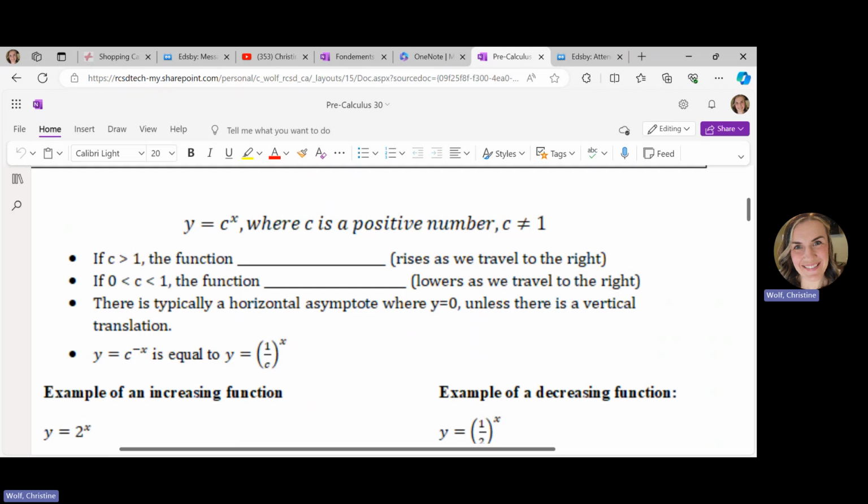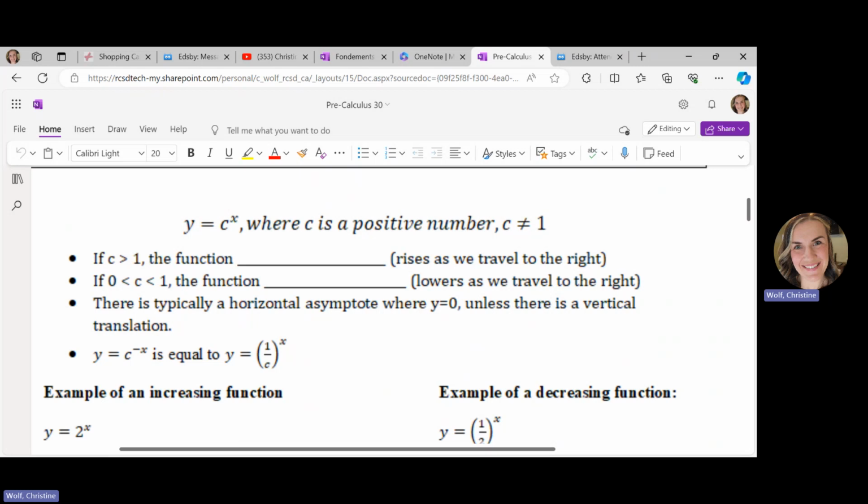So c is like your base, right? What's being raised to the exponent. Okay? So it has to be positive. So no negatives, but also it can't be equal to 1. Okay, so we're going to do some examples of how to recognize exponential functions, but those are the main rules.